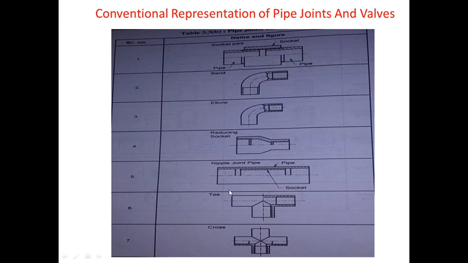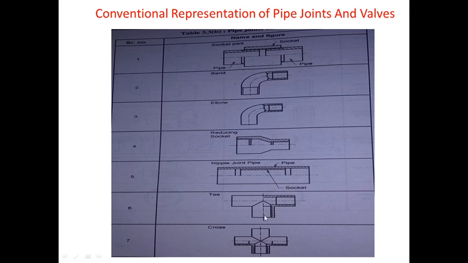Similarly, it is the same as a socket joint. This is used to connect two pipes together. And the next is the T joint. Now, as is clear from the figure, if we want to connect three pipes together, then we can use a T joint. It has three holes, the first hole on the left side, the second hole on the right side, and the third hole on the bottom.